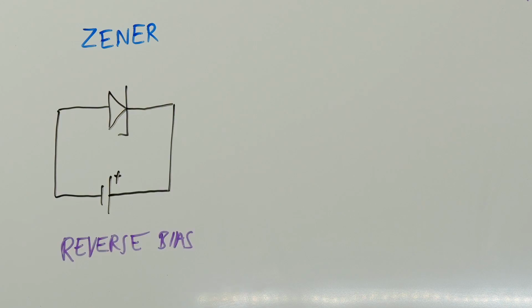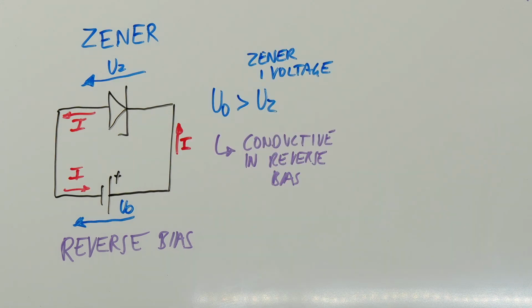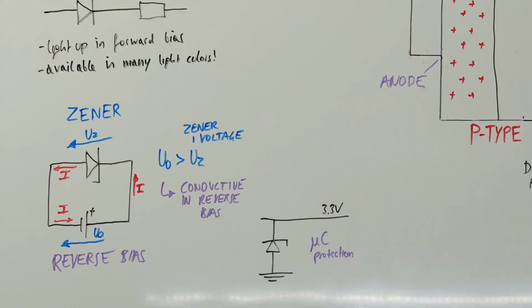Unlike standard diodes, which conduct current in one direction only, Zener diodes can also conduct in the reverse direction when the voltage exceeds a specific threshold called the Zener voltage. Zener diodes can be used to protect our flight computer input channels from overvoltage.